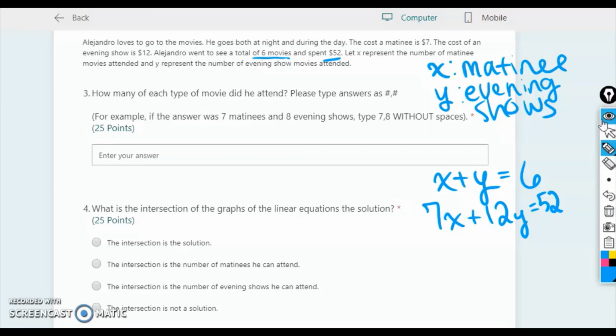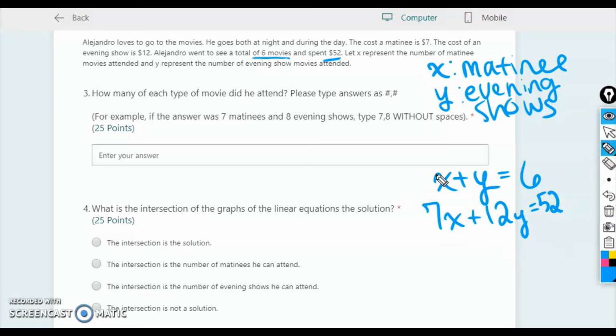So I can solve this a couple of different ways, and your form might look a little different. This is how mine is set up for my classes, but just see what your teacher wants you to type your answer as. I want my students to type their answer as whatever their matinee value is, comma, whatever their evening show value is, without spaces.